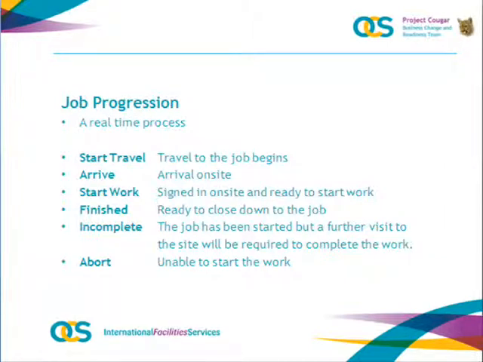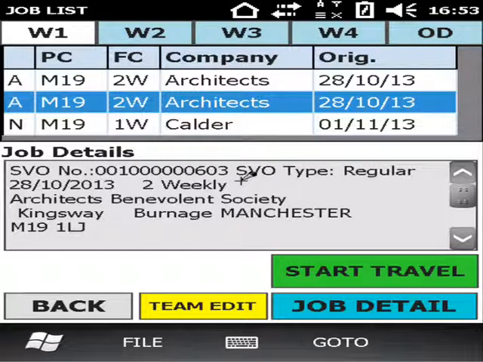Abort is new functionality, allowing you to send a job back to your schedulers if there is a reason that you are unable to complete it. From the job list, select the job that you're about to travel to, and then click Start Travel.